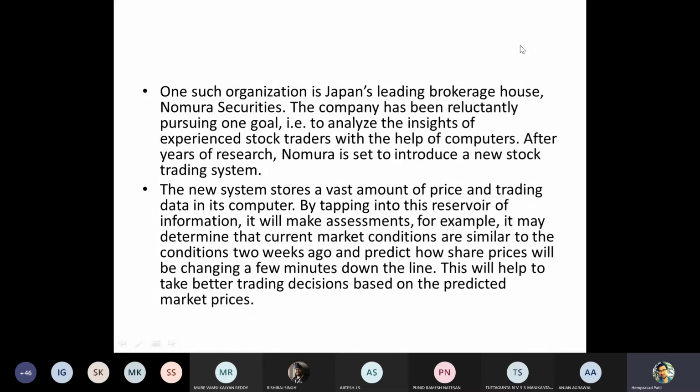For example, it may determine the current market conditions are similar to conditions 2 weeks ago and predict how share prices will be changing a few minutes down the line. This will help to take better trading decisions based on the predicted market prices. Okay, so this has got very high demand in the market for such systems for the traders.